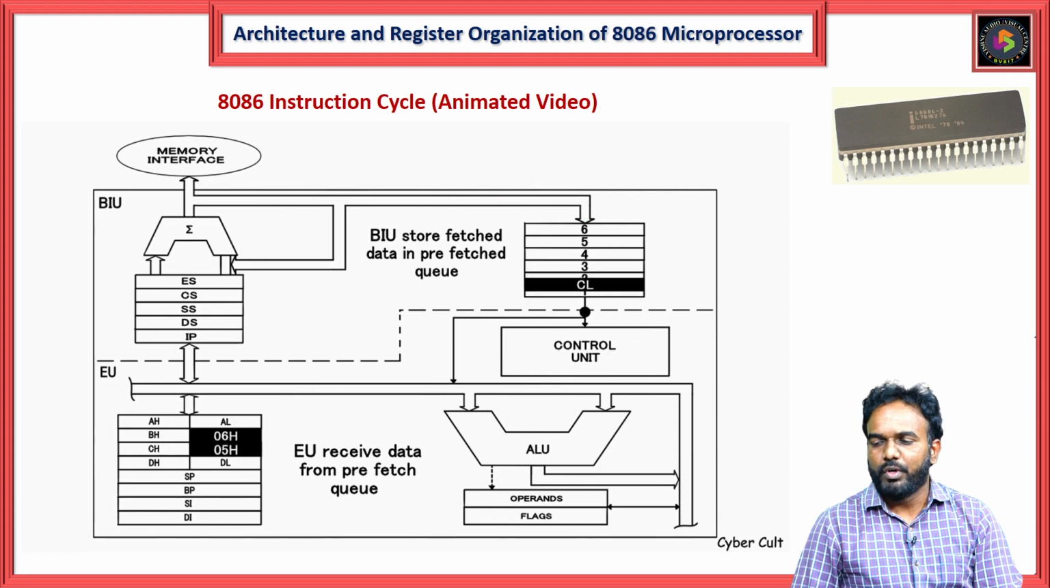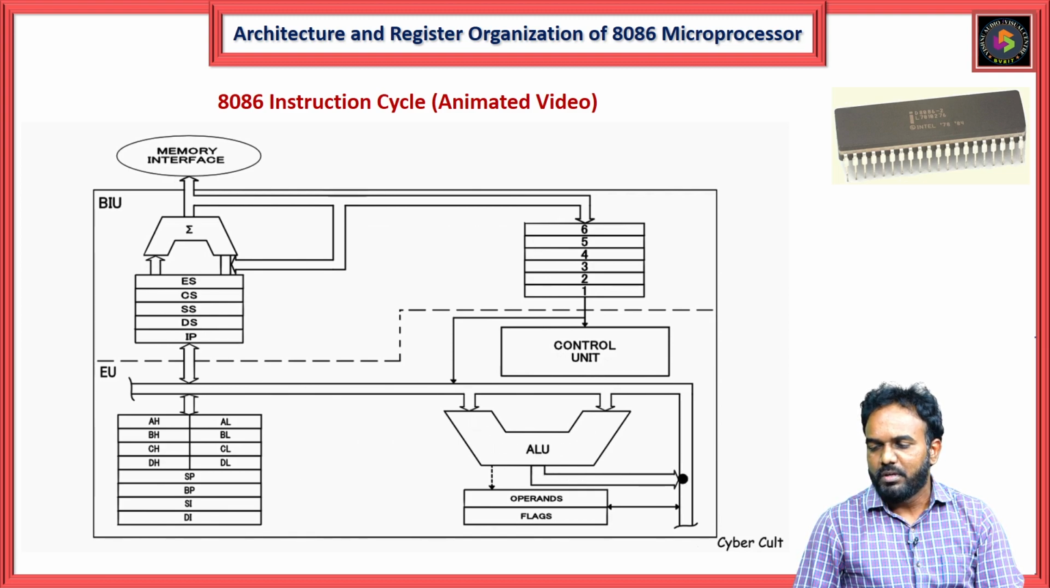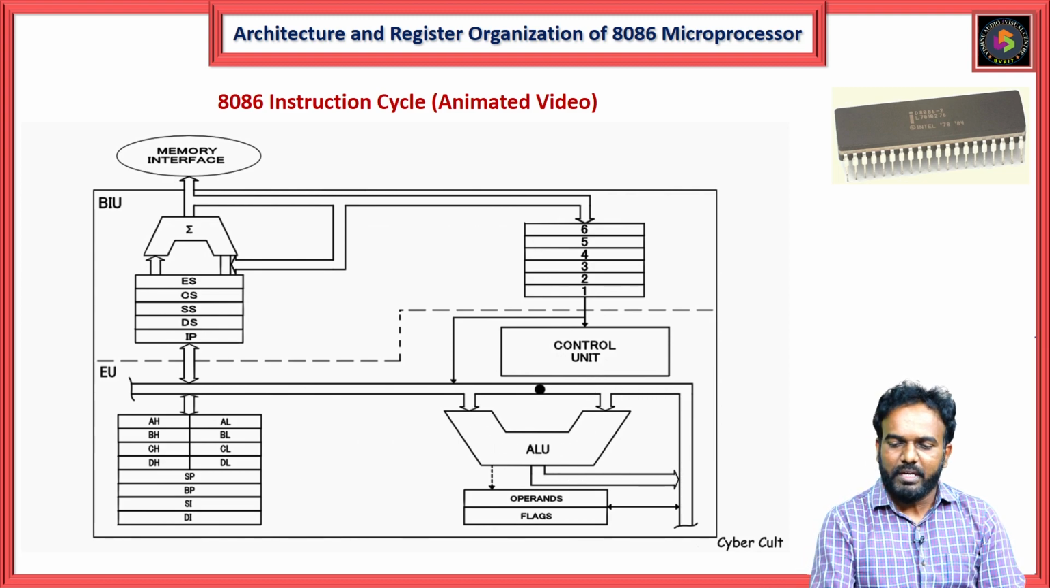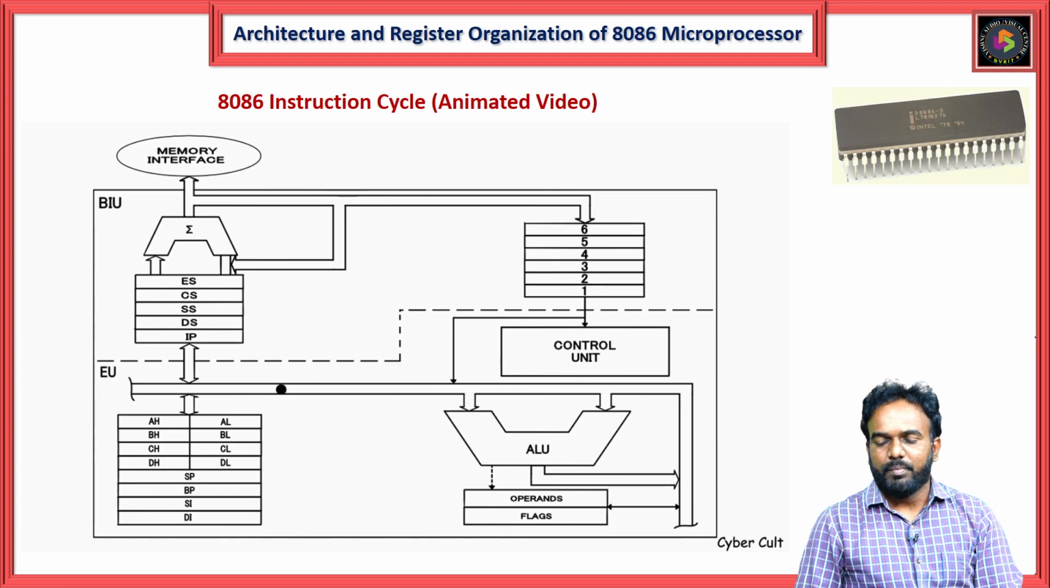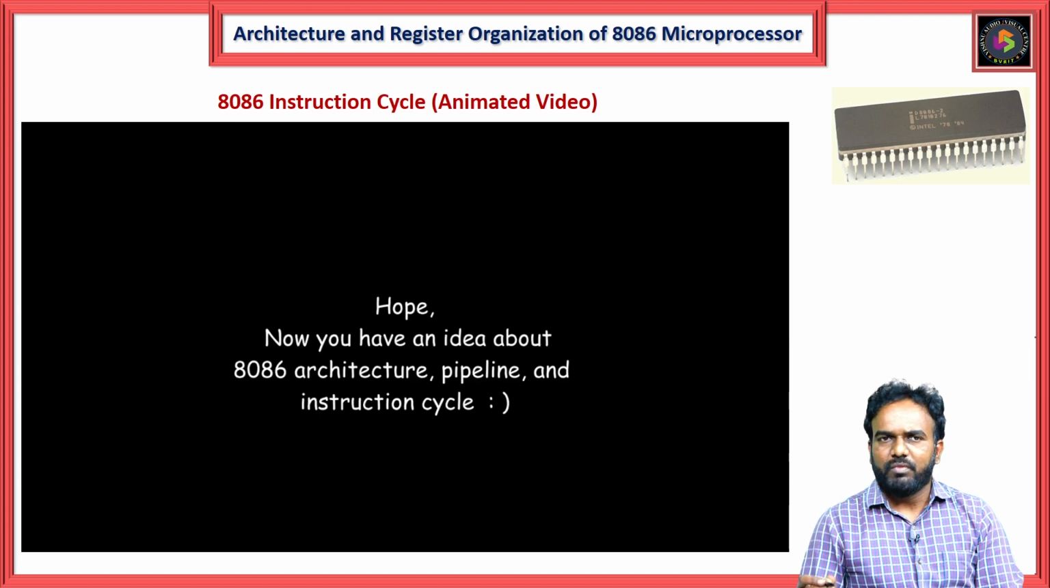Now the 2 values are stored here. Now, the 2 values are moving into the ALU to perform the arithmetic operation. After completion of the operation, the final result will be stored again in the general purpose register. Finally, that value is 0BH that is being stored.